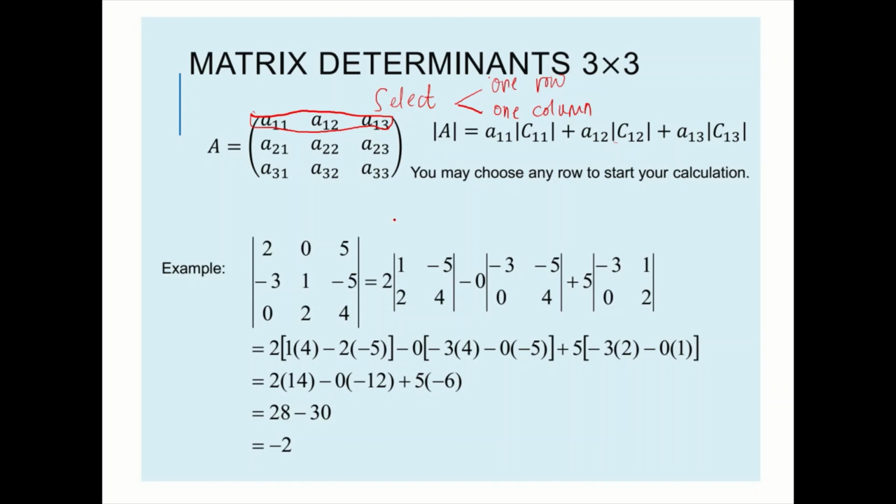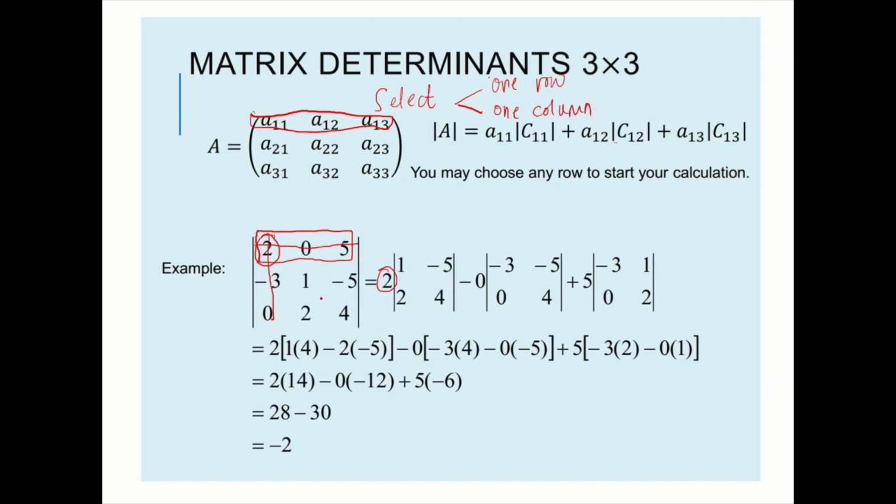Let's consider this example. For this example, if we take the first row to find the determinant, this is what we basically do. We take the first element, which is 2. Then we find the cofactors.